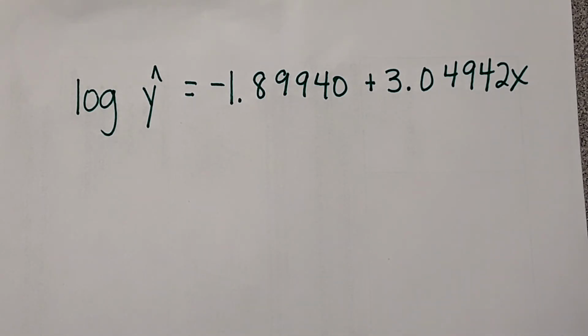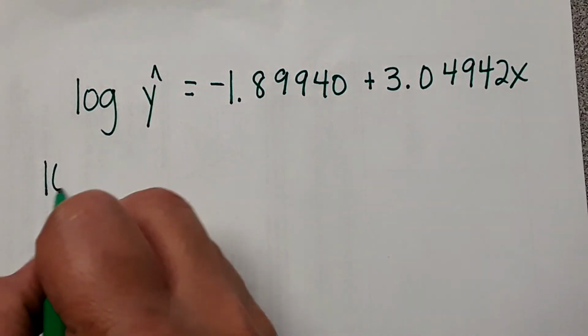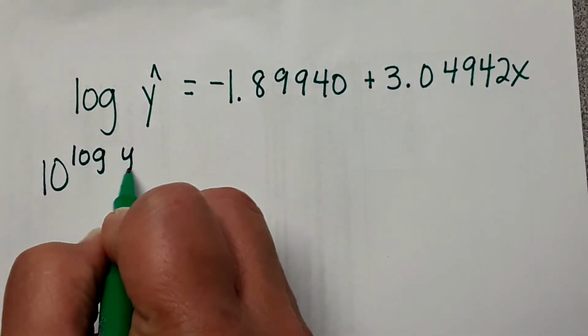But that doesn't help us, right? All it did was linearize it. Our data is not linear. Our data is nonlinear. And because our data is nonlinear, we need to transform it so that we can make it into the equation that matches our data. So we're going to transform this now. What is the inverse of log? 10. To get rid of a log, you do 10 to both sides. So it's 10 to the log y hat.